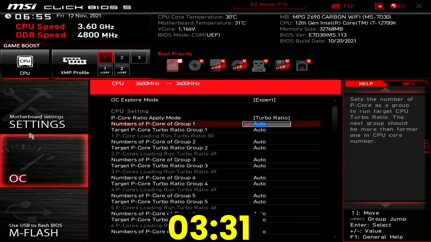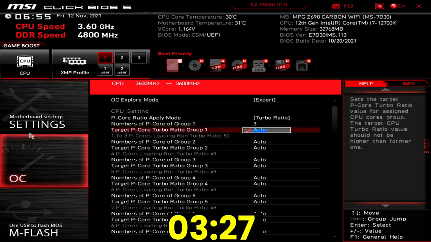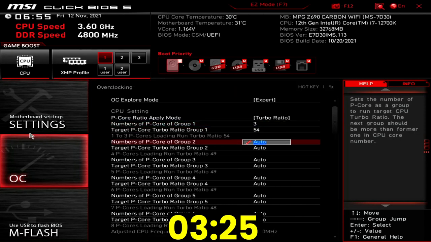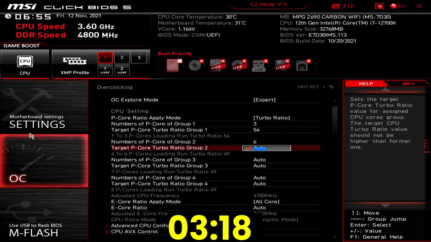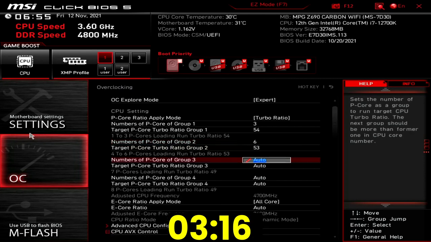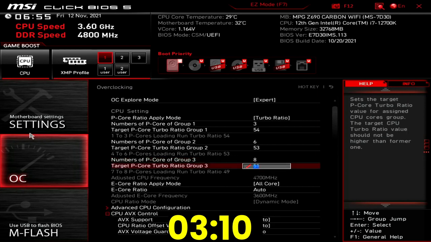Set number of P-Cores of group 1 to 3. Set target P-Core turbo ratio group 1 to 54. Set number of P-Cores of group 2 to 6. Set target P-Core turbo ratio group 2 to 53. Set number of P-Cores of group 3 to 8. Set target P-Core turbo ratio group 3 to 51.